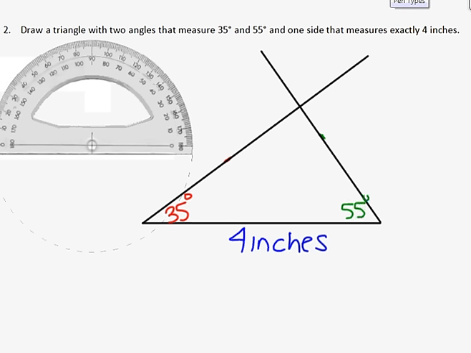Okay, and then do a quick check. 35 and 55 are both acute, so I want to make sure that those angles look like they are acute, which they do. If you want, you can clean up the ends if you want to make it look a little bit neater, but as long as you've got the angle measures you need, your triangle will get you full credit.